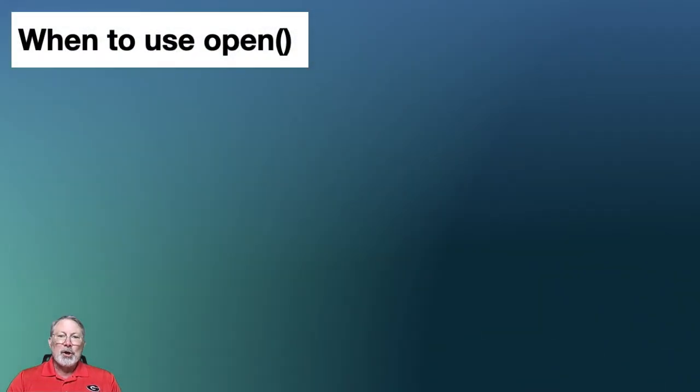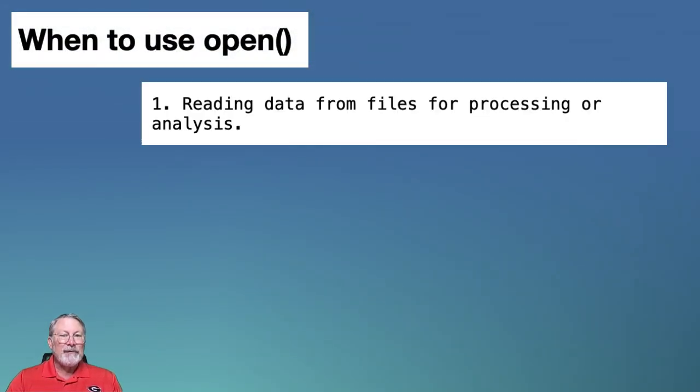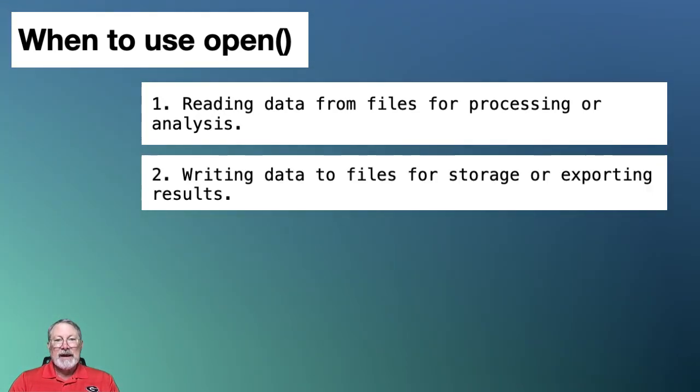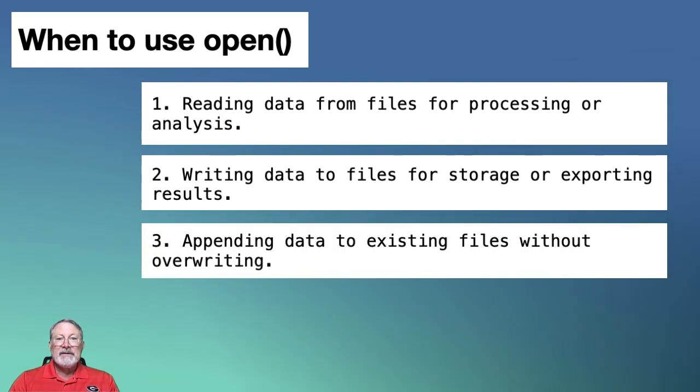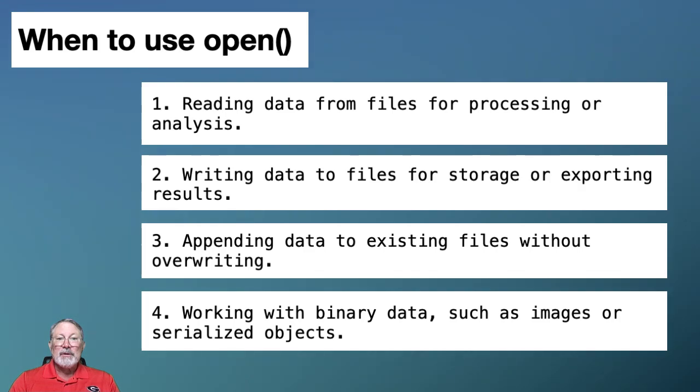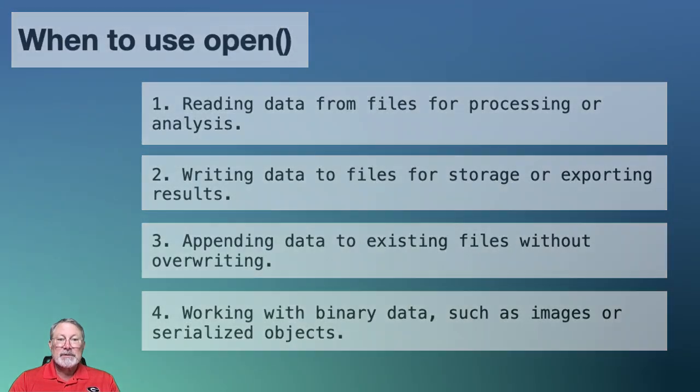So you'd use the open function when you're reading data from files for processing or analysis, when you're writing data to files for storage or exporting results, when you're appending data to existing files without overwriting, when you're working with binary data such as images or serialized objects.